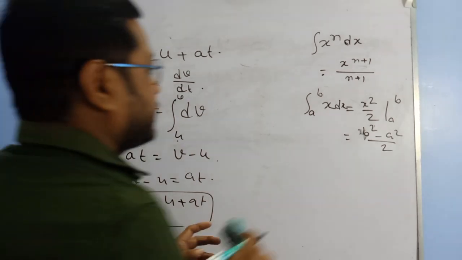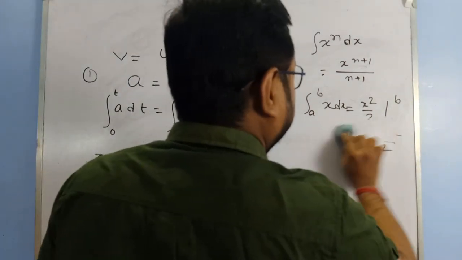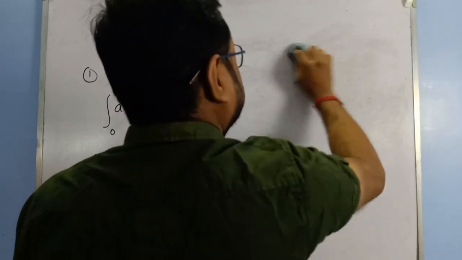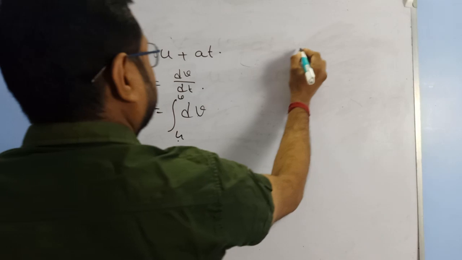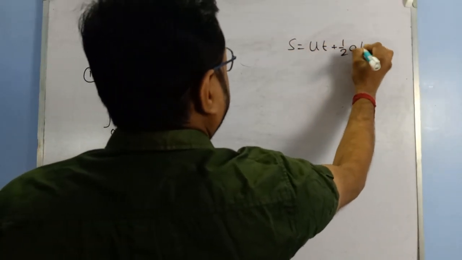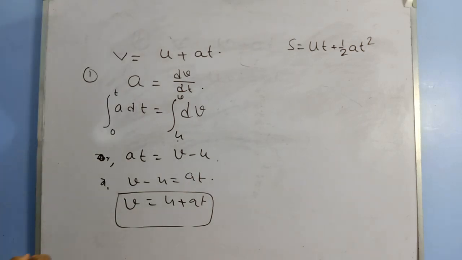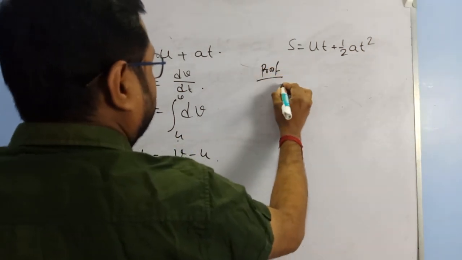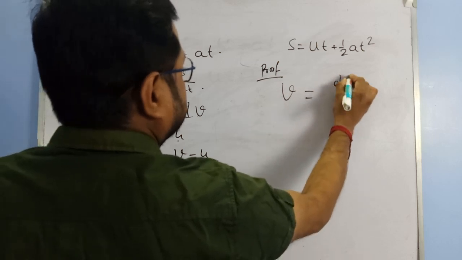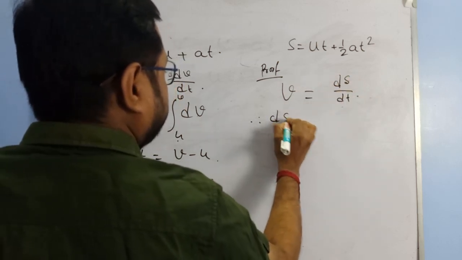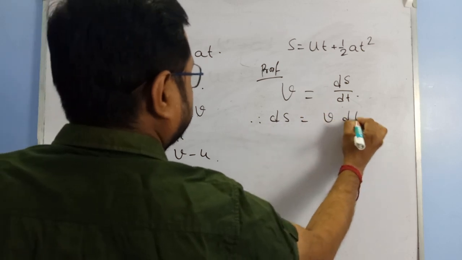Now from this equation we can easily prove the second equation of motion, that is s equals ut plus half at square. So let us do the proof. We know that velocity v is written as ds by dt. So we get ds equals v dt.